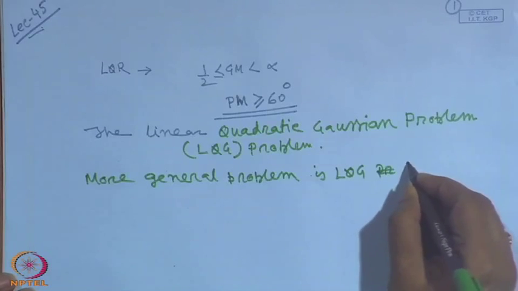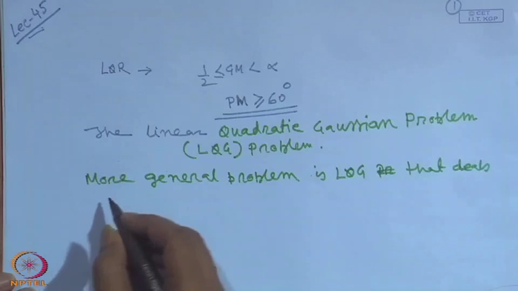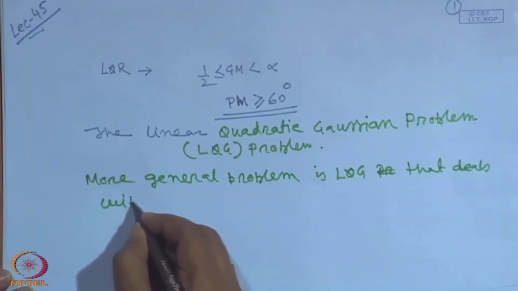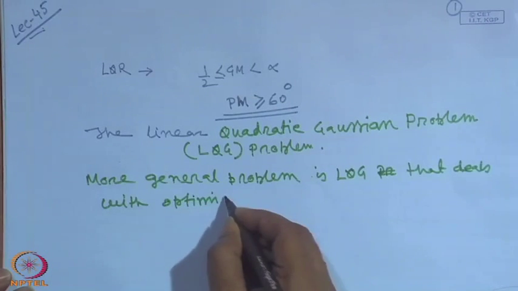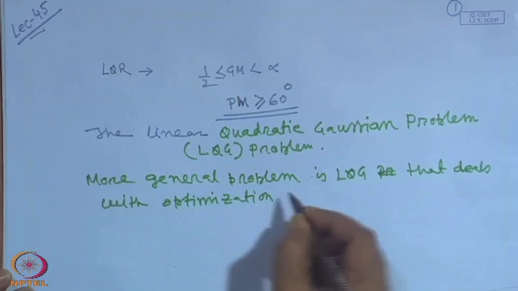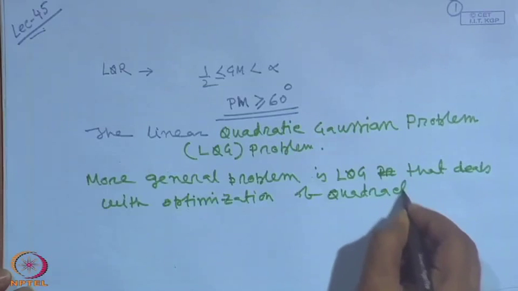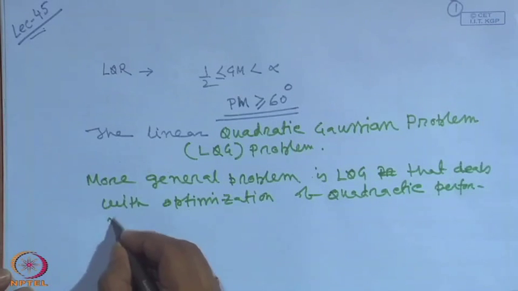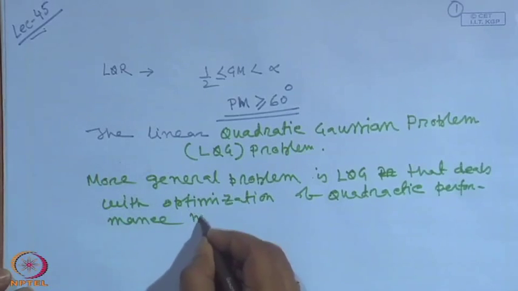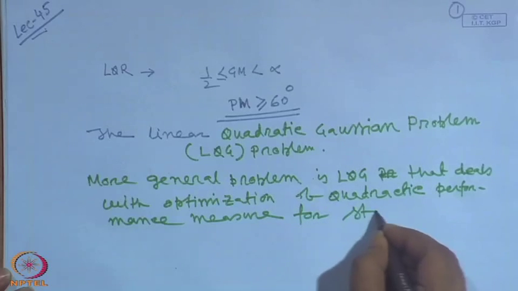LQG deals with optimization of a quadratic performance index, a quadratic performance measure, for stochastic systems.